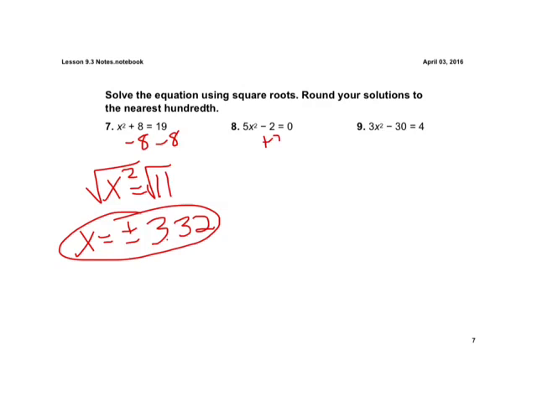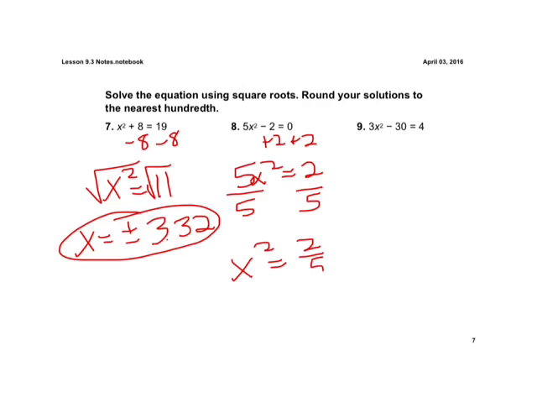All right, example 8, we're going to add 2 first. We get 5x squared equals 2. Divide by our 5. So we have x squared equals 2/5. All right, and we're going to again go ahead and type that into our calculator. When we take the square root of both sides, we have x is equal to plus and minus 0.63.